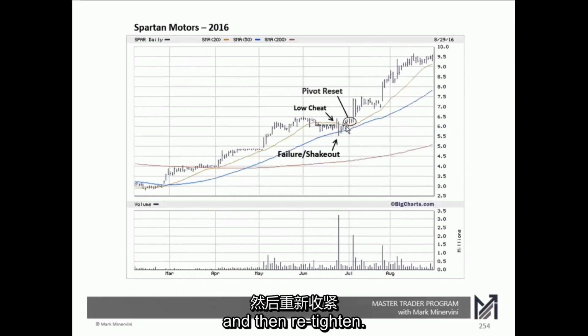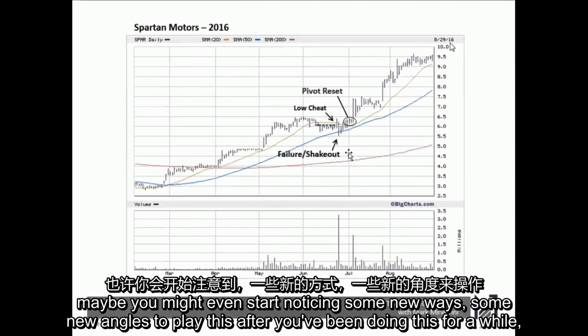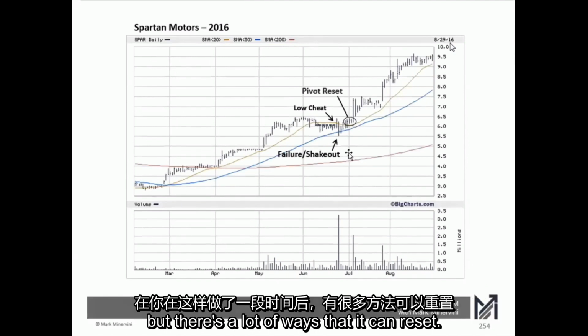Here's another one where, again, you tighten up here, try to come out of this low cheat, have a quick shakeout, and then re-tighten. You see, there's so many. Maybe you might even start noticing some new ways, some new angles to play this after you've been doing this for a while. But there's a lot of ways that it can reset.